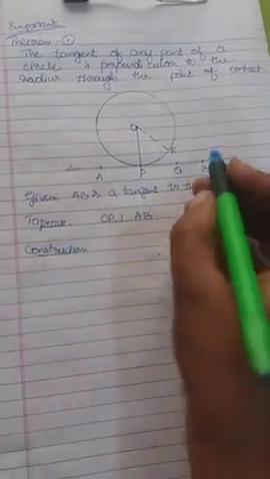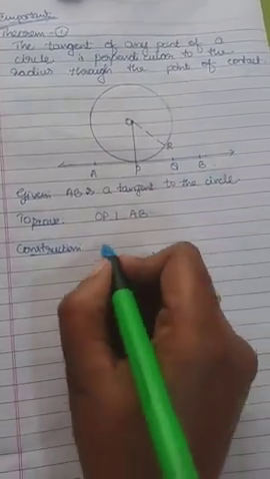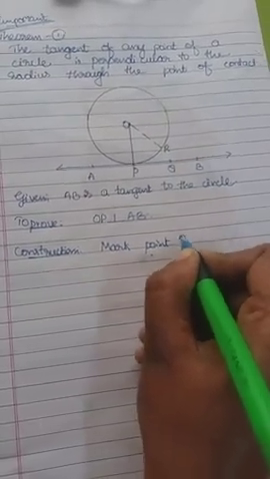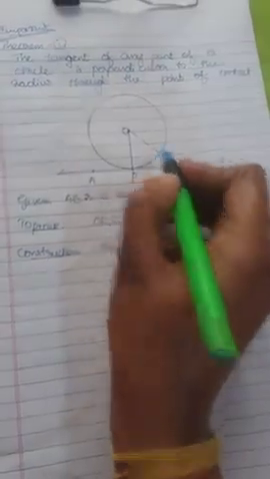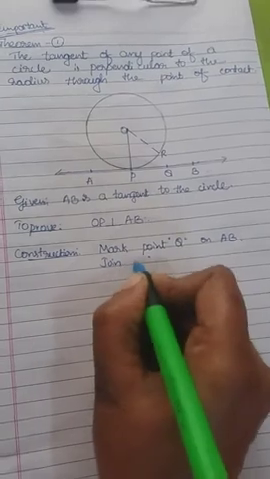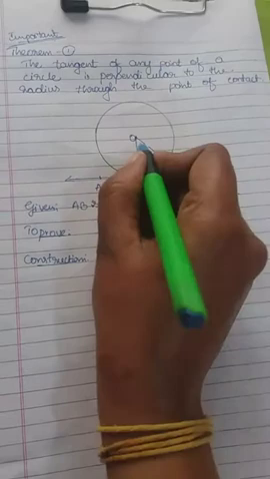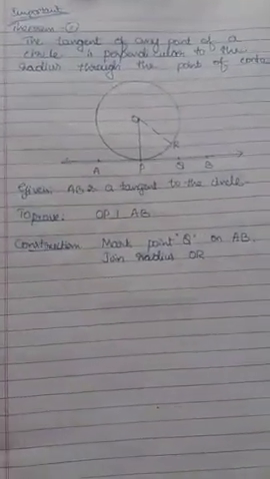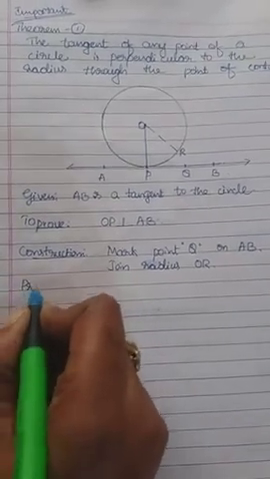The one thing is, we are marking a point: mark point Q on AB, and also join OR, that is the radius, join radius OR. Okay, radius you can take here. OP is also a radius as well as OR is also a radius, note down that. Join OR, radius OR, that is the construction. Let's move to the proof.